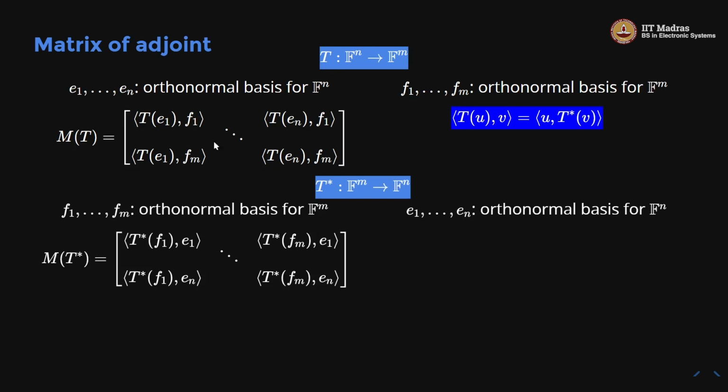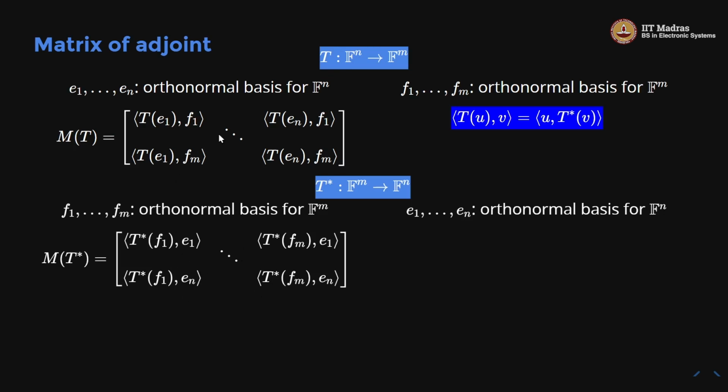So you notice the difference here. I'll have T star of f1 in the first column. Likewise, T star of f2 in the second column. The last column will be T star of fm. And the inner product now has to be with e1 to en. So notice that this guy is an m cross n matrix, and this one is an n cross m matrix. Okay, so notice I've written it all graphically in the same way, but they have different types of entries.